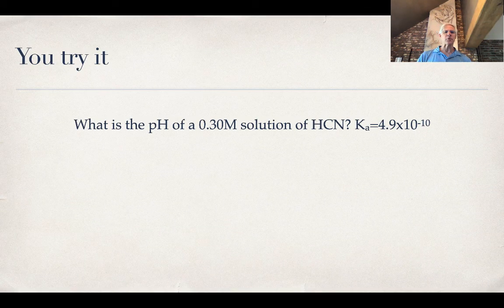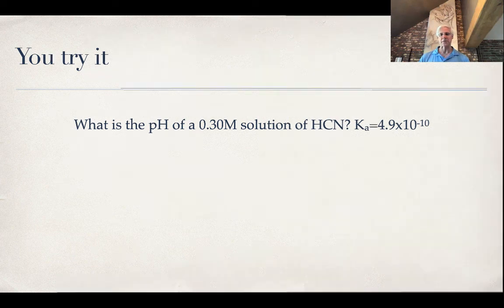Okay, so here's one for you to try. What is the pH of a 0.3 molar solution of hydrocyanic acid, HCN? It's got a Ka of 4.9 times 10 to the minus 10. So try that one on your own, and I will post a solution for that.